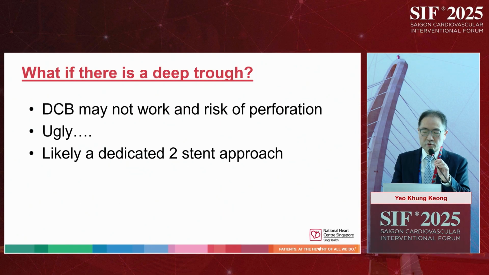And what if there's a deep trough? Well, the DCB might not work and the risk of perforation is there. It looks ugly and you may need a dedicated two-stent approach.